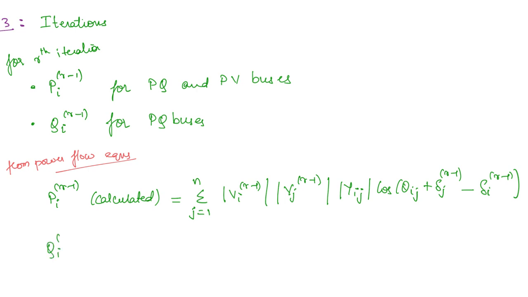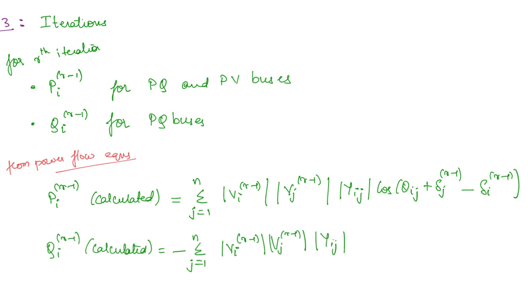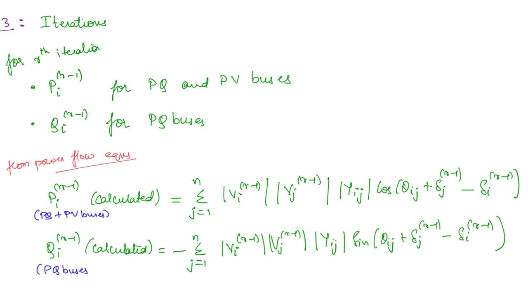Similarly, you can calculate the reactive power. The calculated value will be equal to minus sigma j equals 1 to n, mod Vi (r minus 1), mod Vj (r minus 1), mod Yij, sin of (theta ij plus delta j r minus 1 minus delta i r minus 1). So remember, this is for PQ and PV buses, while this is only for PQ buses.